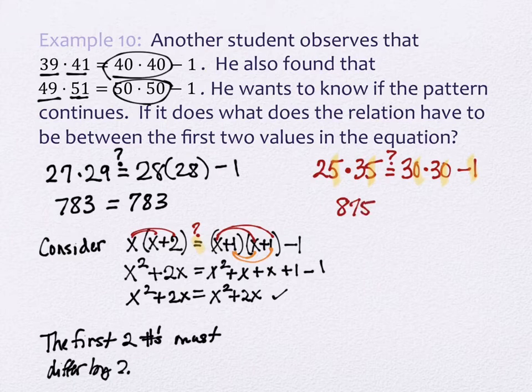$875. And then 30 times 30 would be 900. So this would be $899. Yeah, not going to work, right? Not going to work. So the fact that they are separated by 2 digits, or 2 digits apart, their difference is 2, actually is very crucial to this working.